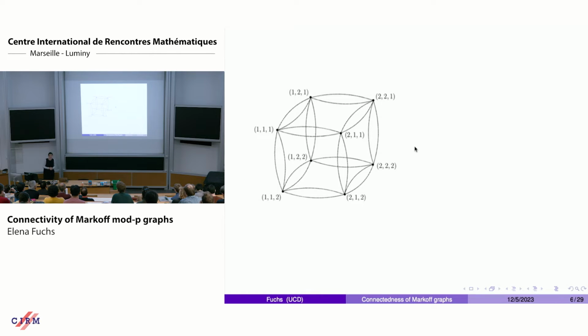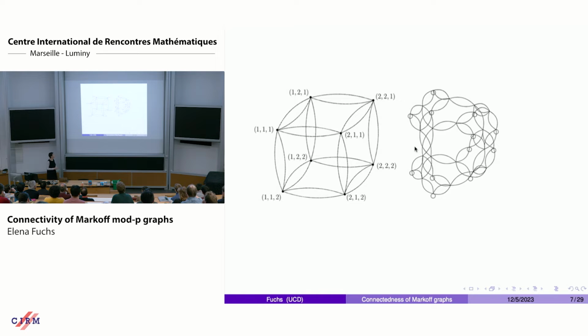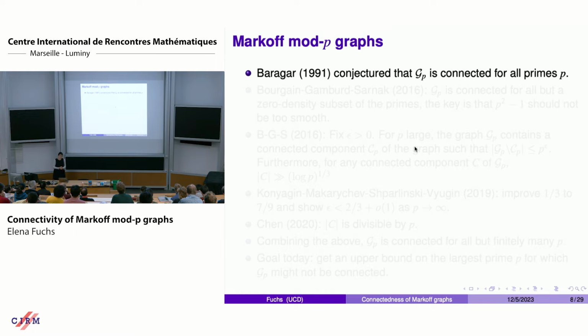But here is the mod 3 graph, okay? So you have in this particular case this nice kind of cubical structure. You don't always have this nice symmetry. So this here is the mod 7 graph. I didn't label the vertices because there's a lot of them. But yeah, you can come up with these really nice images of these graphs for small primes anyway. But certainly that's not a way to start proving that all Markoff mod p graphs are connected, which is really what we want. Okay, so what do we know about Markoff mod p graphs?